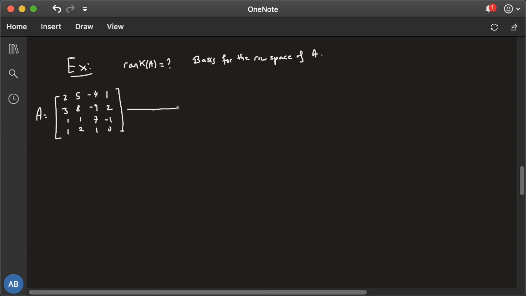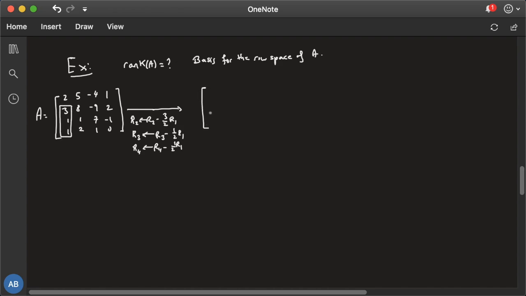The reason is because we did a lot of row reduction problems that by this time I expect you to have mastered. So instead of R2, I'm going to plug in R2 minus 3 over 2 R1. Instead of R3, I'm going to plug in R3 minus half R1. And instead of R4, I'm going to plug in R4 minus half R1. So I'm trying to null all those guys together.